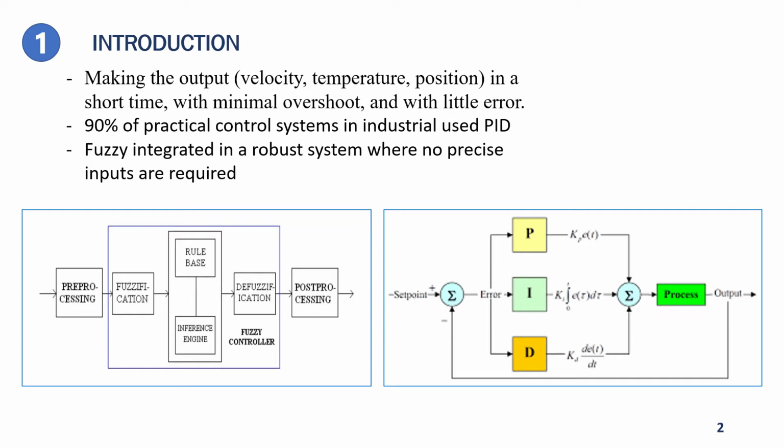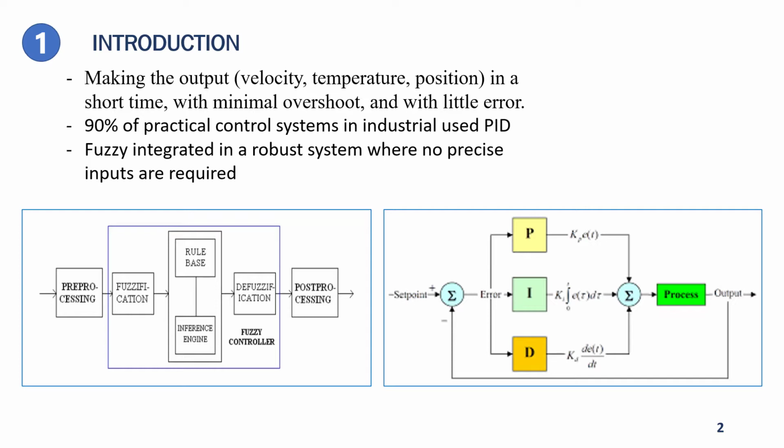This is the diagram of fuzzy processing. First we have the fuzzification, and in the middle we have the rule base and the inference engine, and from that we translate the signal to the defuzzification, and it can be translated to the outputs or to the actuator.